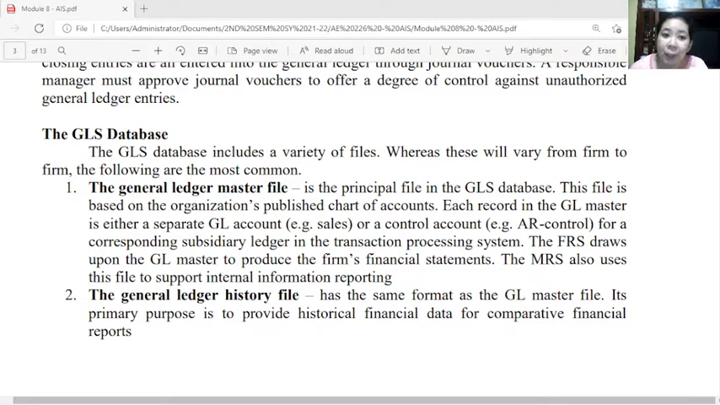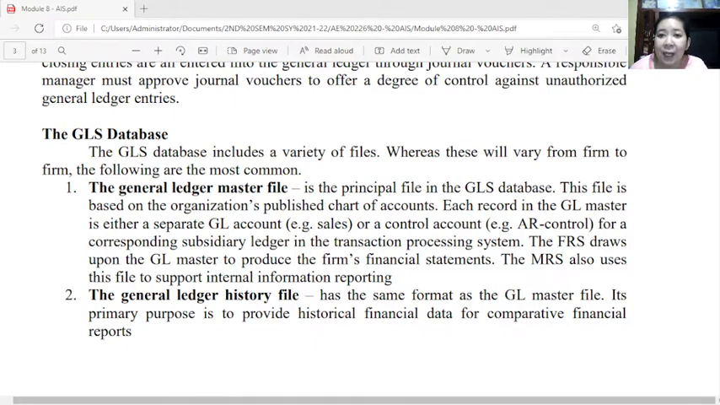The first, of course, is the General Ledger Master File. This is the principal file in our General Ledger database. It is based on the organization's published chart of accounts, and each record in our General Ledger Master is either a separate account, for example for sales, or a controlling account, for example for accounts receivable, and a corresponding subsidiary ledger also in the transaction processing systems.